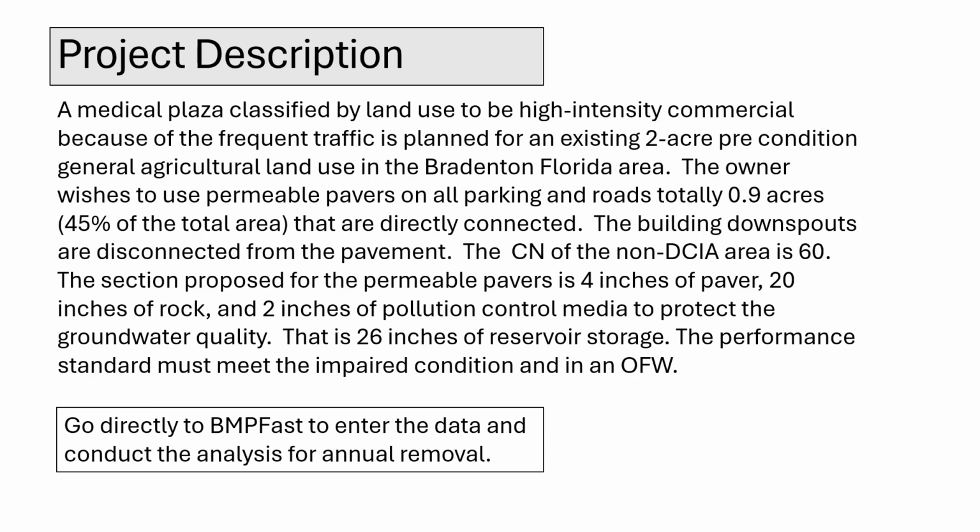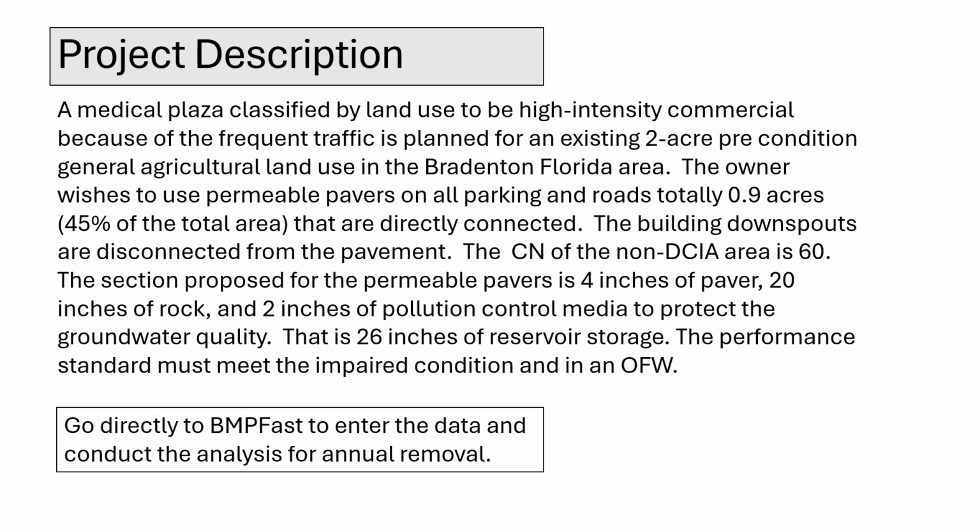The owner proposes to implement permeable pavers across all parking and roads, covering a significant 0.9 acres, which is 45% of the total area. And these areas are directly connected. It's also important to note that the building downspouts are disconnected from the pavement system, and the curve number for the non-directly connected impervious area is 60.